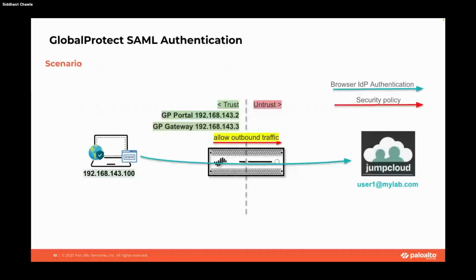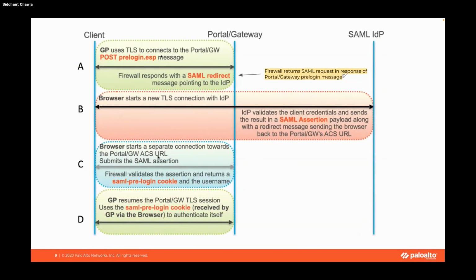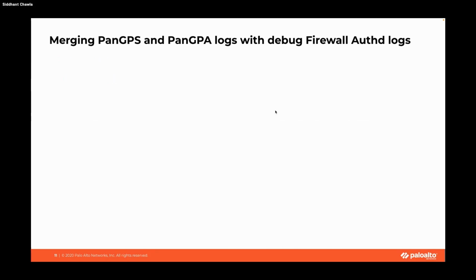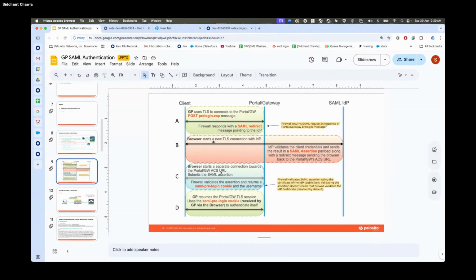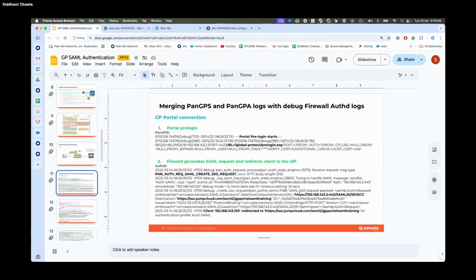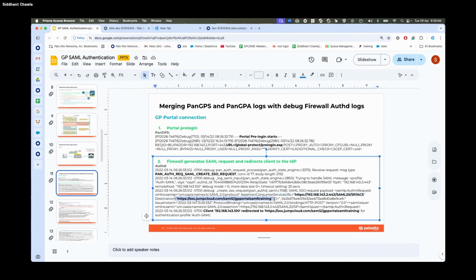If you remember the flow, GP uses a TLS connection to connect to the portal or gateway, the pre-login ESP message. So this is the portal pre-login ESP. Then, if I go back, the browser starts a new TLS connection with the IDP. This will happen once the firewall sends the redirect IDP URL to the GP client. So the firewall sends that information to the GP client, then the GP client knows which IDP to reach out to so that the user can get authenticated.